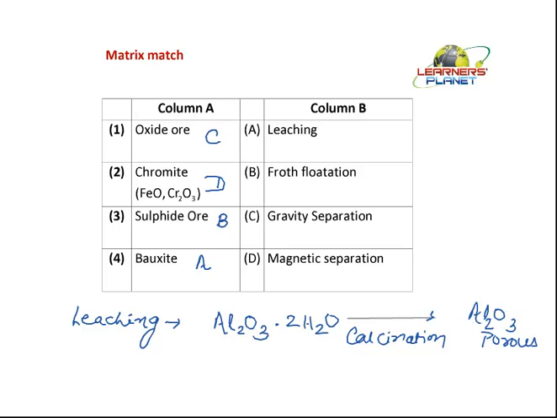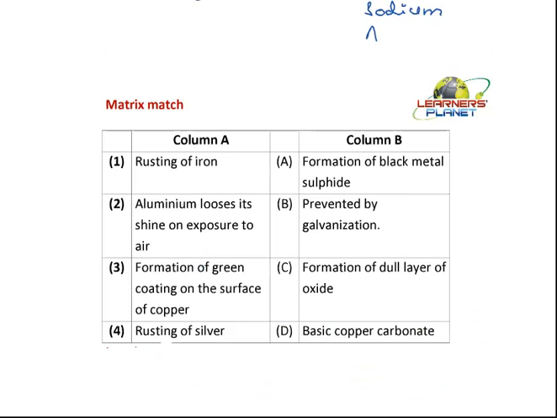Right? Now this Al2O3 contains impurities like SiO2 or iron oxide, which cannot be removed by simple processes of separation. So this Al2O3 is treated with sodium hydroxide, where it forms sodium aluminate, that is NaAlO2. This is sodium aluminate.